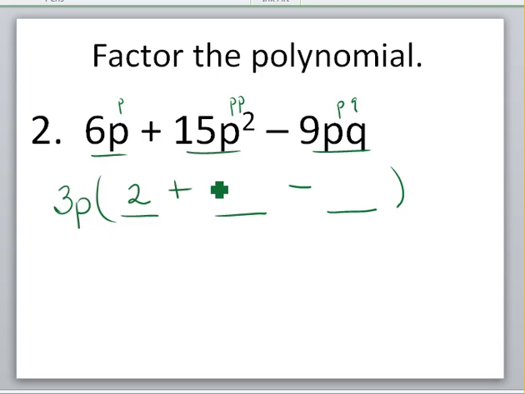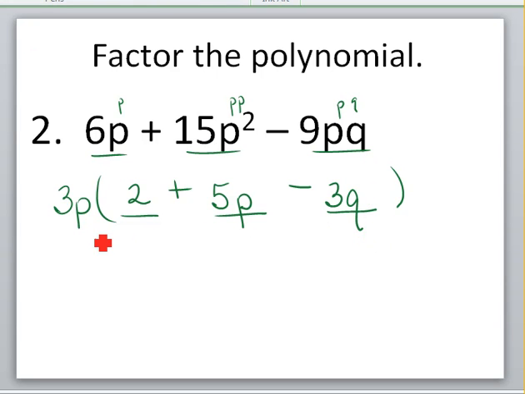3 times what gives me 15? Well, that's 5. I need p times what to give me p squared? Well, I needed 2 of those p's, so I need another p here. 3 times what gives me 9? That would be 3. P times what gives me the p? I don't need another p because it's out front, but I do need this q.